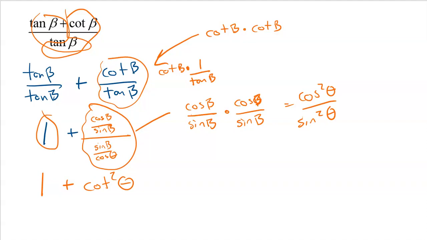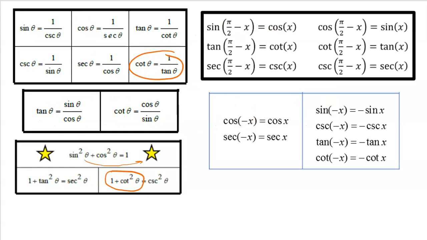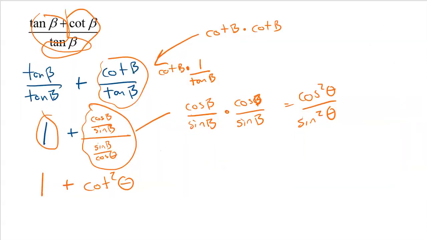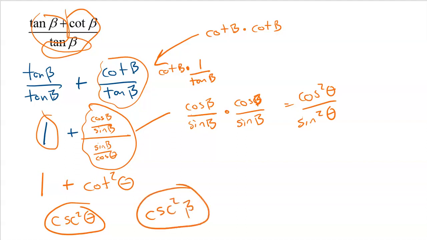But don't stop there, because anytime you see a 1 plus a square, look right here. 1 plus cotangent squared is cosecant squared. Final answer, cosecant squared of theta. Actually, it should be cosecant squared of beta, but I'm not really a big stickler, as long as you got a variable there.